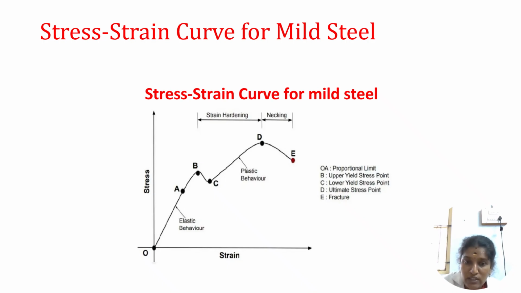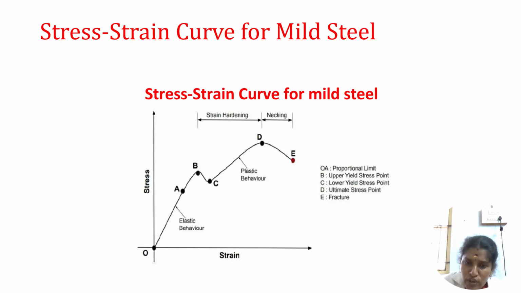Hooke's law says the stress is directly proportional to the strain within the elastic limit, within the proportional limit. Beyond that limit, what will happen? It will not return to the original position. Within this limit, the structure will return to the original position. Beyond that point, the structure will not be in the original position. That is the elastic portion, and this is the plastic portion.